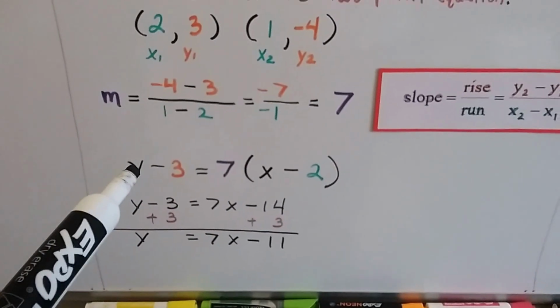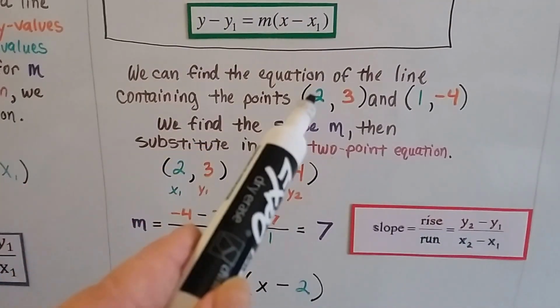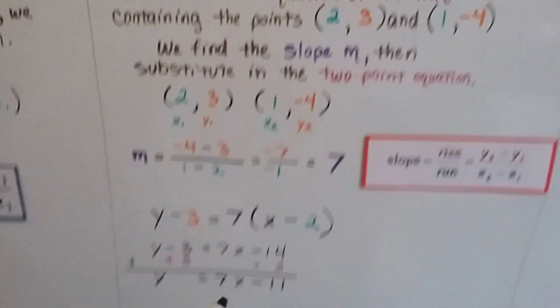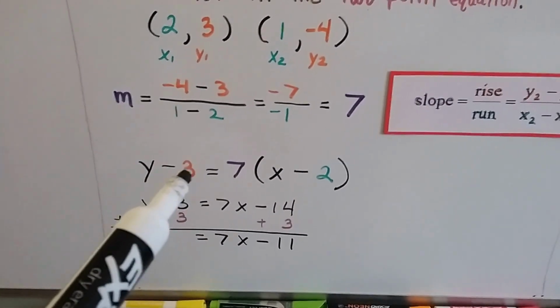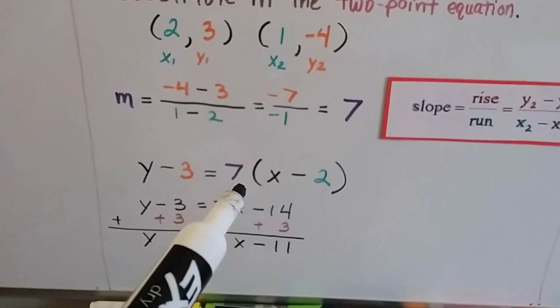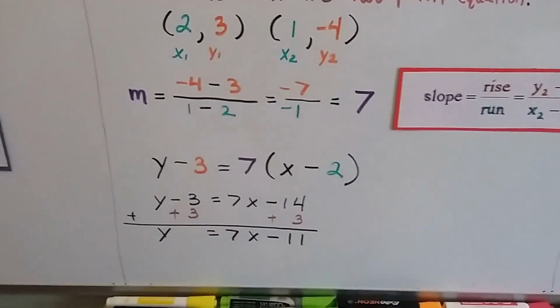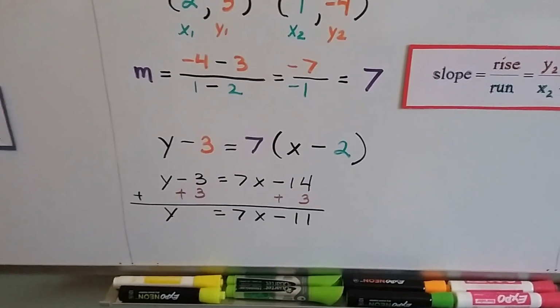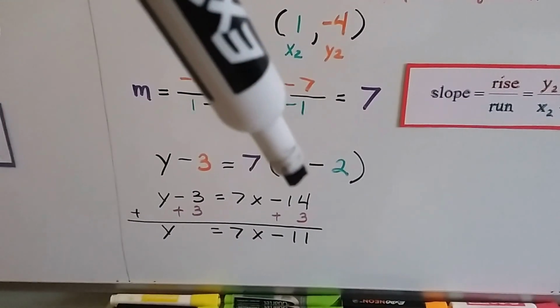And then we plug in our y1 and x1 values as 3 and 2. And we get y minus 3, that's the y1, equals 7, that's our slope, times x minus 2, and that's our x1 value. We do the math, we have to distribute this 7 to the x, don't we? And we get 7x minus 14.